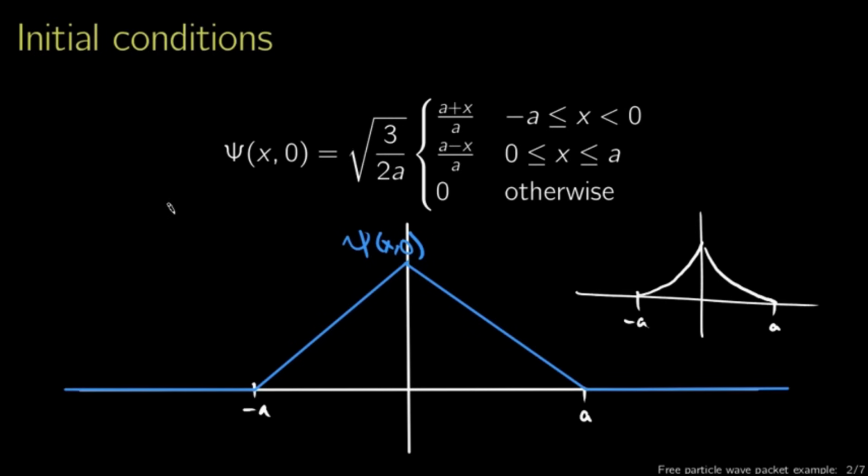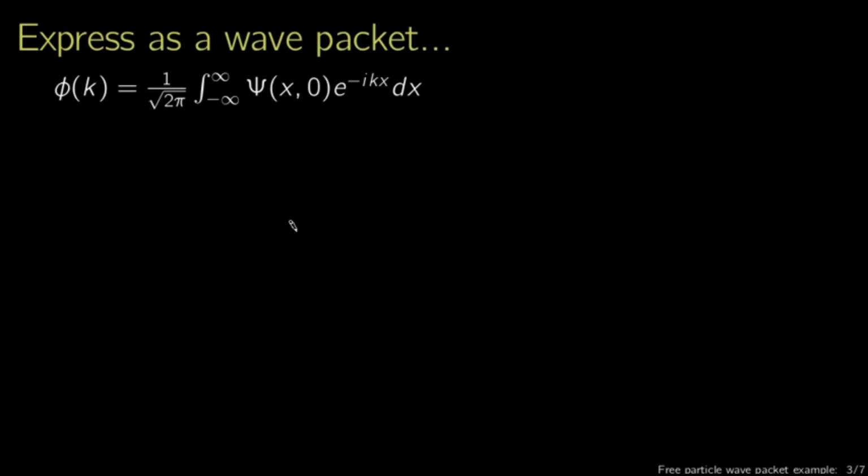So how would we go about expressing this initial condition as a superposition of these infinite traveling waves? The result from Fourier analysis we're using now is the expression for phi of k, the representation of the wave function in terms of k, where k is related to the energy and the spatial wavelengths of the traveling wave.